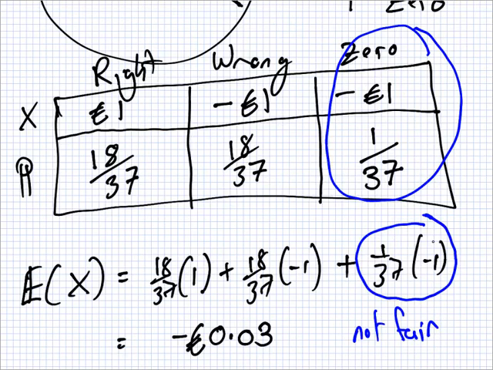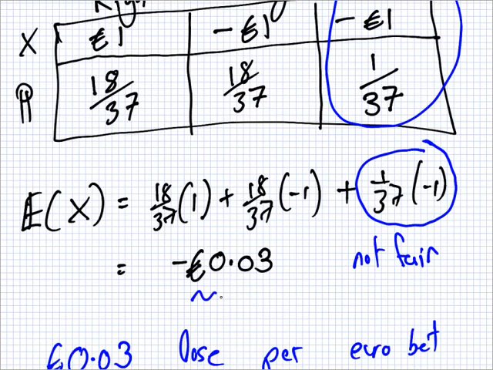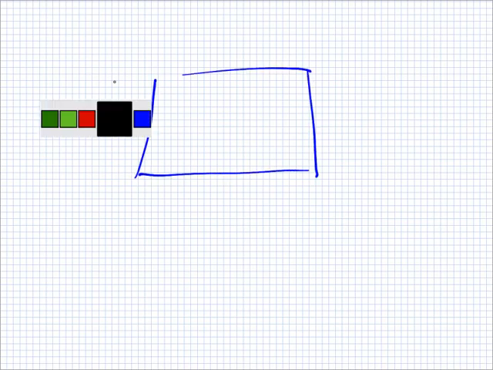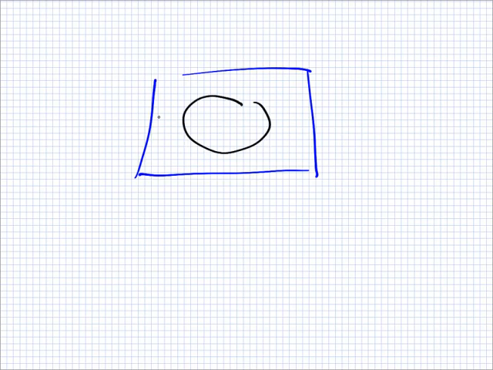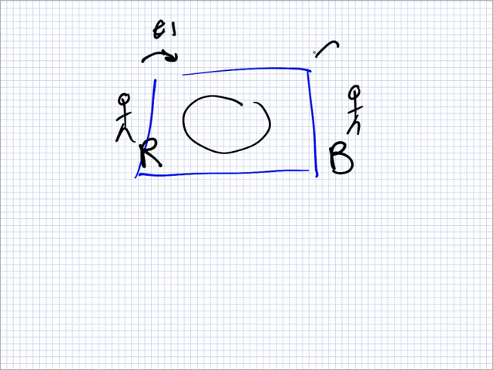This game's not too bad. I mean, 3 cents per euro is not too bad. I know what some people do. Or maybe I shouldn't tell you this. But what some people do is, if you want free drinks in the casino, a lot of casinos will give you free drinks as you play. So you have 2 people playing at the game, and this person always bets on red, and this person always bets on black. So this person bets €1, and this person bets €1.